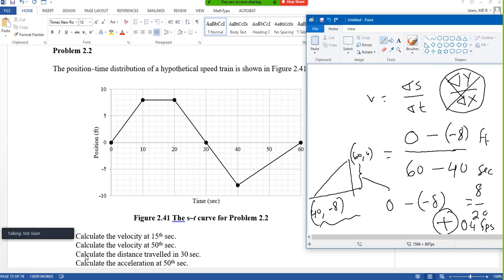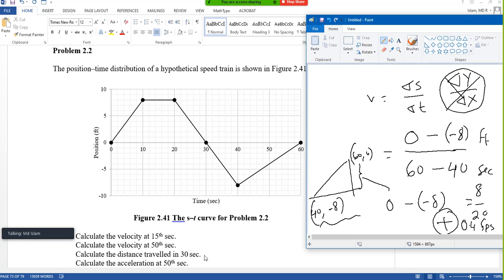So what is the answer for calculate the distance traveled in 30 seconds? The answer is not 0. The answer is you went 8 feet, came back 8 feet. That means the answer is 16 feet. Again, hopefully make sure that you understood. This is a very tricky part. It is just a definition.